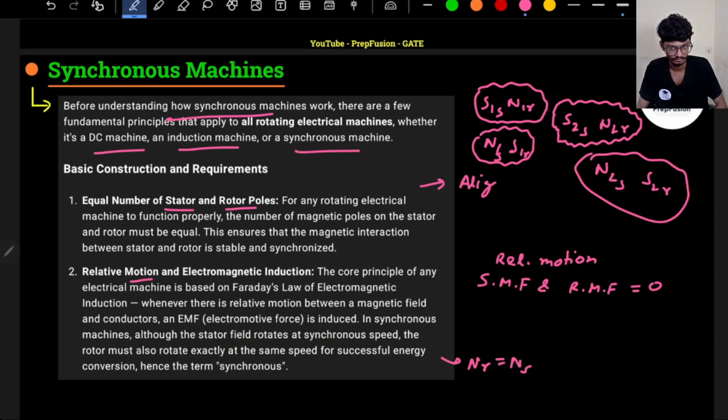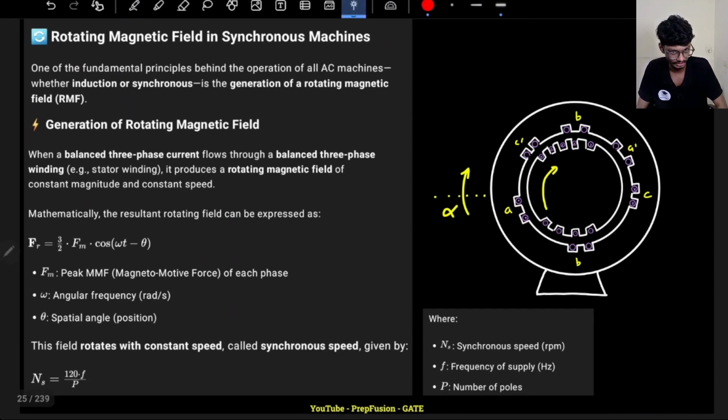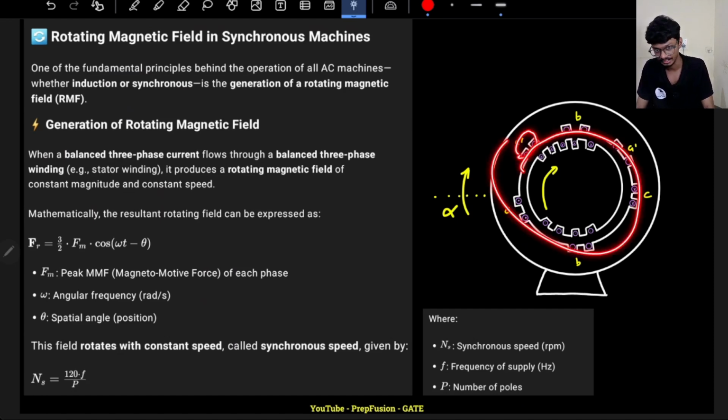All this I have already explained, so I am not explaining it over again. This has already been explained in the induction machine. If I provide a three-phase balanced supply on the stator side, it will develop a rotating magnetic field, which will in turn produce alignment torque with the rotor side, due to which the rotor also will rotate, given that you apply a starting torque initially. I have already explained all this in today's lecture also.